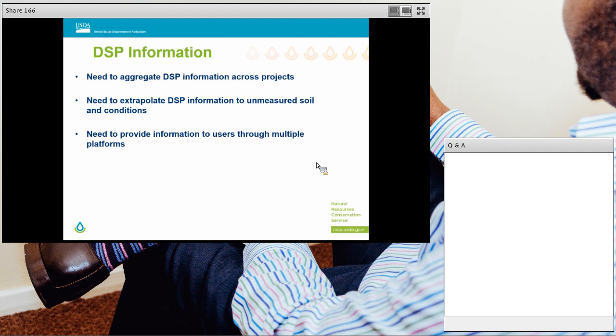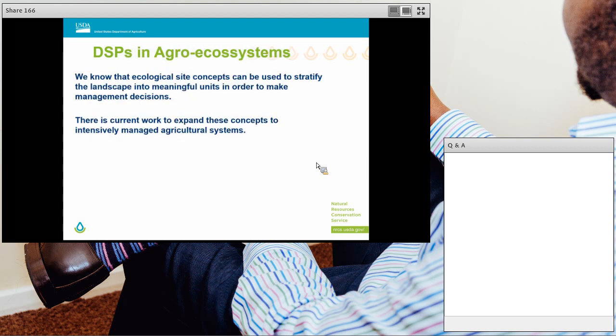For inherent properties, we aggregate and correlate and put the information into Surgo, and then it goes out on Web Soil Survey and other platforms. We need to think about similar ways we're going to do that for dynamic soil properties. And so one way we can do that is to combine it with our ecological site efforts.